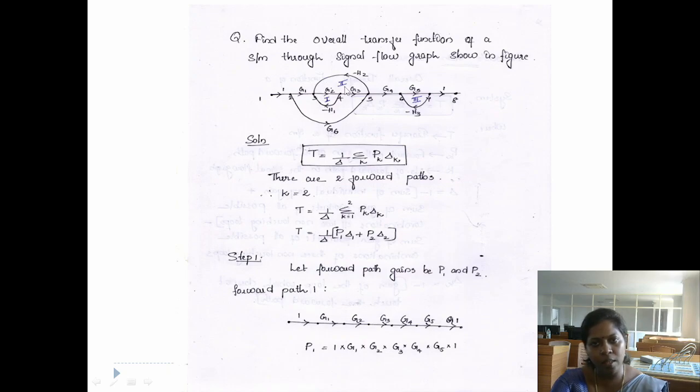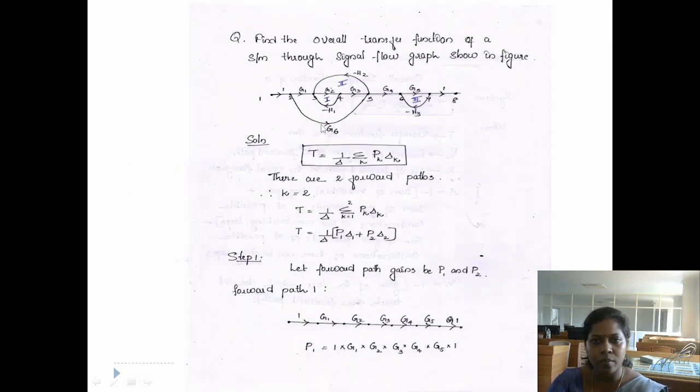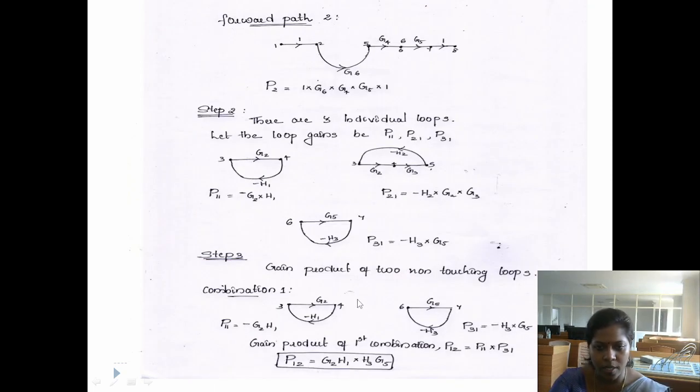And when we see loop number 2 and loop number 3, there are also no common nodes. So we can take this as another combination. So we have two combinations of non-touching loops: loops 1 and 3, and loops 2 and 3. Now draw combination 1. Combination 1 has loop number 1 and loop number 3. This is loop number 1 and this is loop number 3.